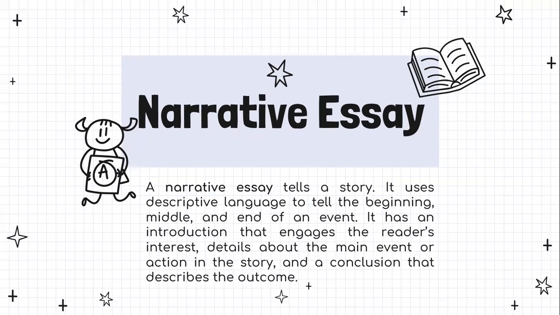Then after that, I should have details about the main event. I should tell what happened and the main actions in this story. At the end, I have a conclusion that describes the outcome. How did this story end? And what did I learn from this story? So clearly we have 3 major parts. I introduce my story, I write all the details and events in the story, and then I write a conclusion. So based on that, we can have 3 to 4 paragraphs.